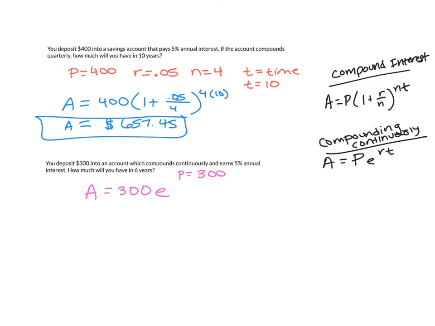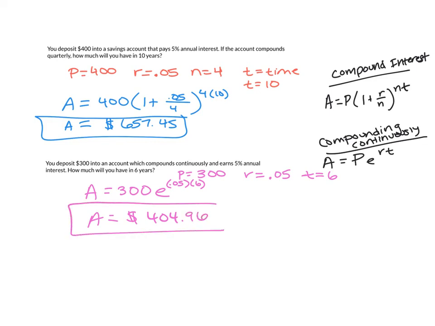2.718... And then the rate is 5%, so that will be 0.05 again. And then the time this time is 6 years. So the rate was 0.05 and the time was 6 years. So again, be careful as you're entering that into your calculators. And when I do that, I find out that I will have $404.96 rounded to the nearest cent.